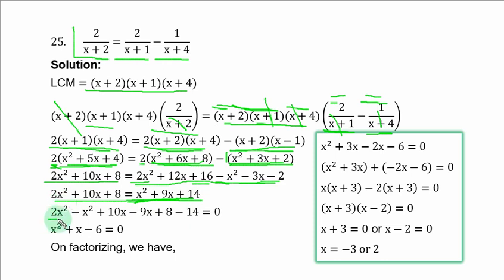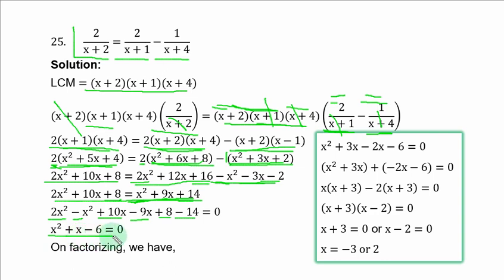You have 2s squared is already there. So if you transfer s squared, you have minus s squared. Plus 10 is already there. You transfer plus 9s, you have minus 9s. Plus 8 is already there. You transfer plus 14, you have minus 14 equal to 0. When you add like terms, you have s squared plus s minus 6 equal to 0.